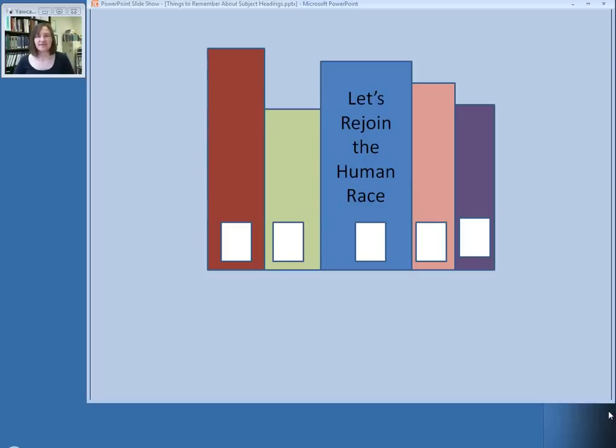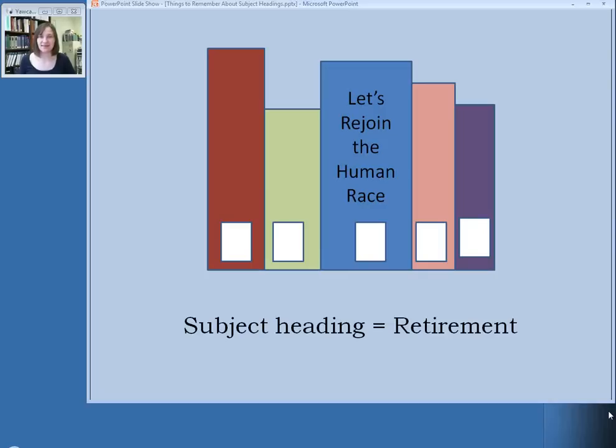Another thing to remember is that the title of a book is not always a very good indicator of what the book is about. For example, there's a book called Let's Rejoin the Human Race. It's really hard to tell what this is about, and in fact, it's about retirement. So remember, when you're assigning subject headings, do not simply just look at the title of the book, but also look at the table of contents, the index, descriptions on the back, and the content of the book itself.